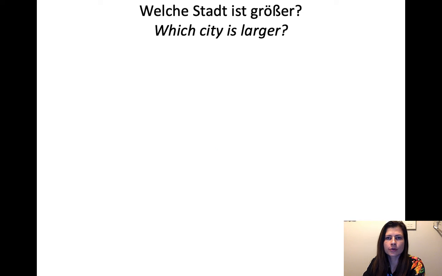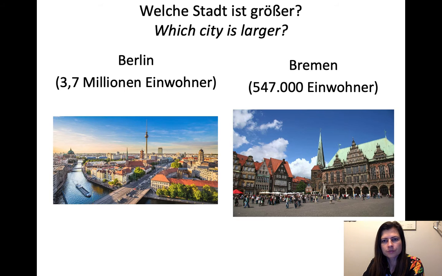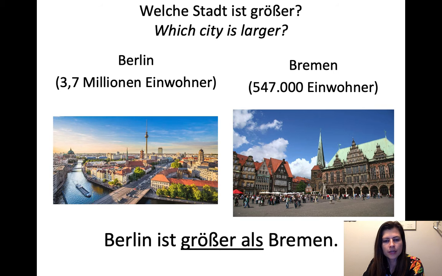What about this one? Welche Stadt ist größer? Groß meaning large, or maybe also great in some contexts, and then larger, größer. So, Berlin hat 3,7 Millionen Einwohner. Berlin has 3.7 million residents, Einwohner, residents. Bremen hat 547.000 Einwohner. Bremen has 547,000 residents. So, welche Stadt ist größer? Berlin ist größer als Bremen. Berlin is larger than Bremen.